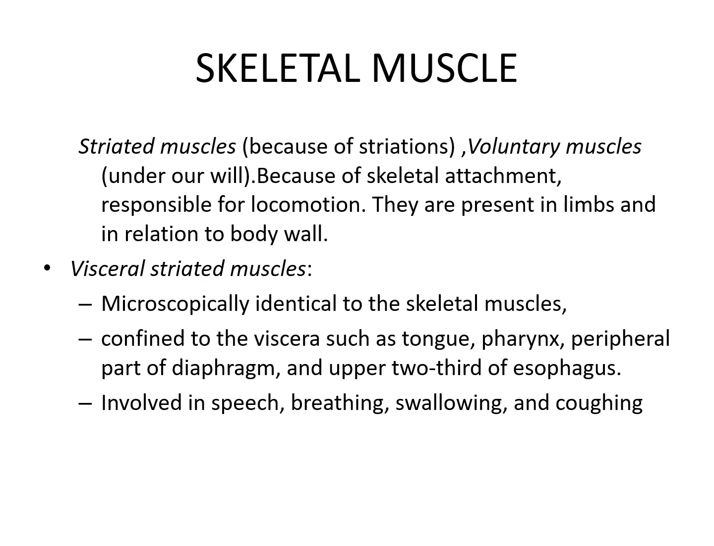for locomotion. So the upper limb and lower limb skeleton shows presence of skeletal muscle, but there are some viscera which show skeletal muscle. Microscopically these are identical to skeletal muscle. Such viscera are tongue, pharynx, peripheral part of the diaphragm and upper two-thirds of the esophagus. Though these are viscera, they have skeletal muscles in them, and these muscles are involved in speech, breathing, swallowing and coughing.